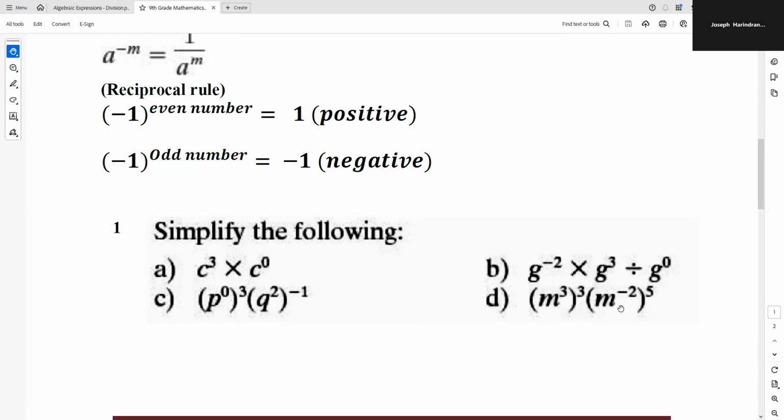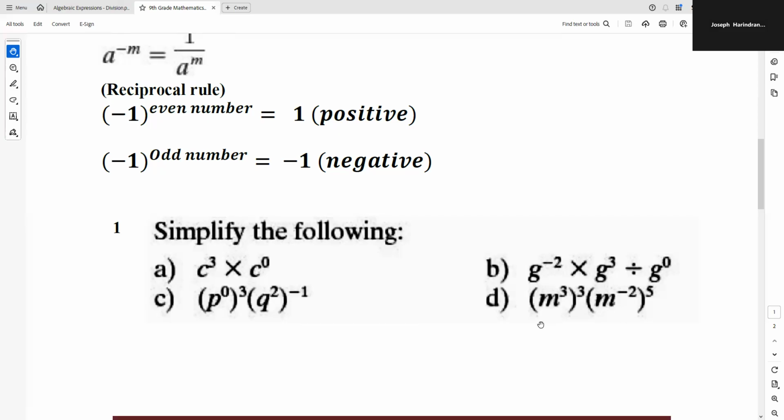Look at this d subdivision here. m cubed whole cubed into m power minus 2, whole raised to the power 5. Let us do the brackets first. Let us simplify this using the power rule, multiplication of the powers. m power 9, 3 into 3 is 9, into m power minus 10. We are multiplying a negative number by a positive number, minus 2 into 5, so we will get m power minus 10.